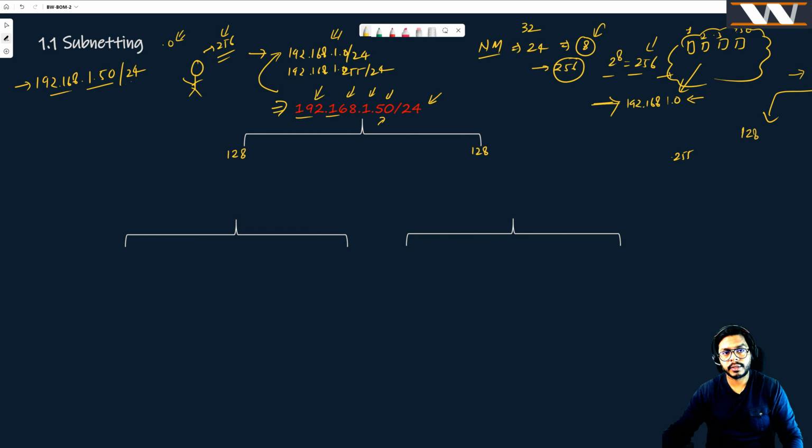Previously, there were 256. Why? Because we have 8 bits. I'm repeating this again and again because I want all of these things to go into your mind, right? So now 128 hosts in one network, because you are dividing this network into two parts. This is going to be my network number 1. This is going to be my network number 2. But let's write down what the hosts are going to be in these networks, right?